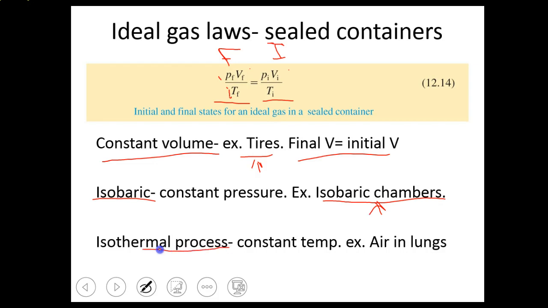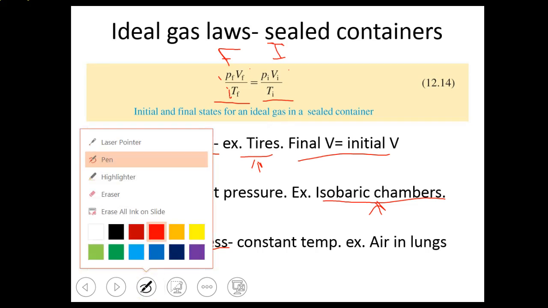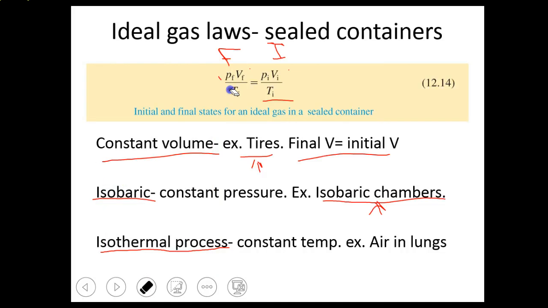And then there are these things called isothermal processes, where there is a constant temperature, but the volume and the pressure can change. And a really good example of an isothermal process is your lungs. Right? And so when we look at this whole initial and final situation thing, if we have a constant volume process, then we don't need to worry about that part of the equation.